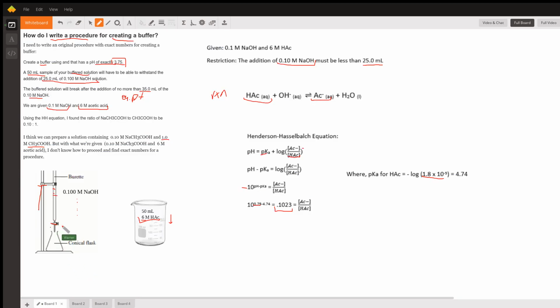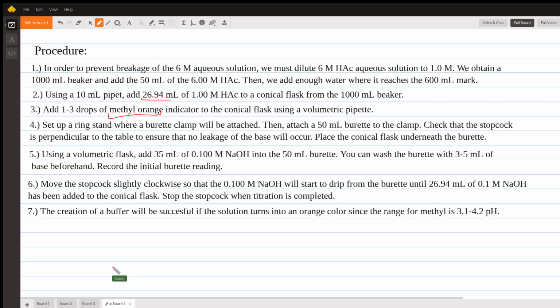So we rotate the stopcock in a clockwise motion so that drops of the NaOH are going to be going slowly inside the conical flask. So once we read that 26.94 milliliters of the 0.1 molarity of NaOH has been added, we put the stopcock parallel to the lab table so we can ensure that no more NaOH is going to be dropped into the conical flask.